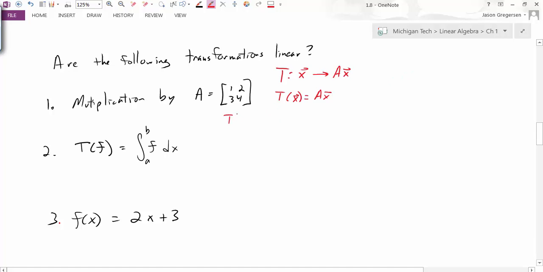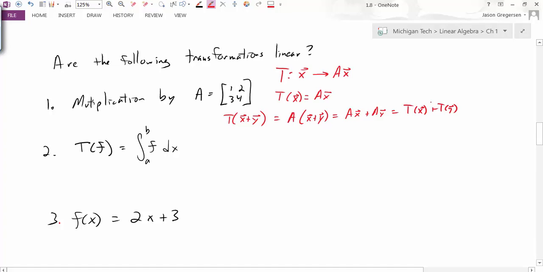I have to show that T of maybe some vector x plus some vector y, these are vectors now. Well, by definition, that's just A times the quantity x vector plus y vector. And now once again, because I know my properties of matrix vector multiplication, I know that this is just A times x vector plus A times y vector. But this is just the definition of T of x plus T of y.